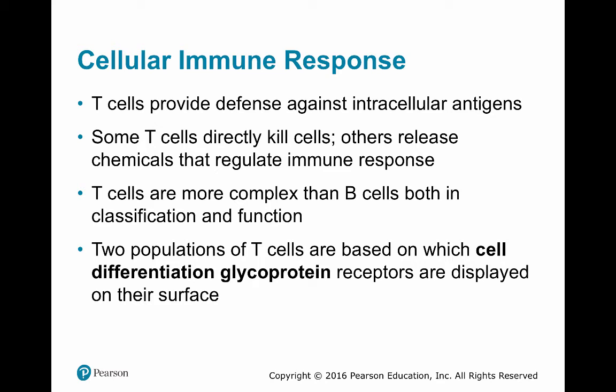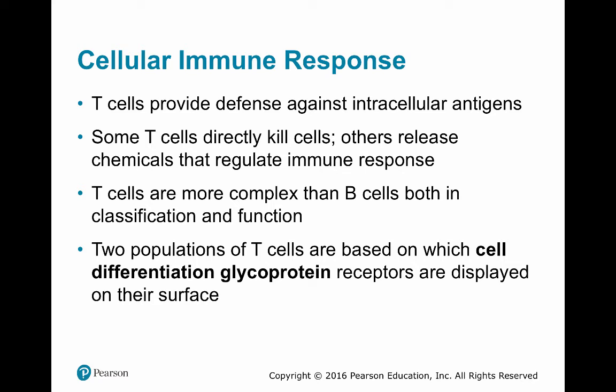And so T cells provide defense against intracellular antigens. Some T cells directly kill cells, others release chemicals that help regulate immune responses. T cells are more complicated than B cells, both in their classification and their function. And so we can separate T cells into two populations based on their glycoprotein receptors that are on their surface.